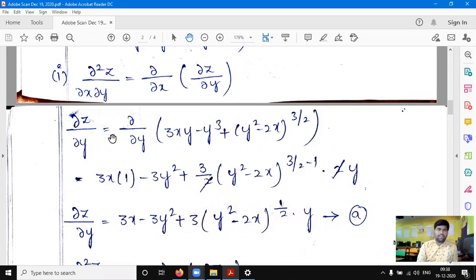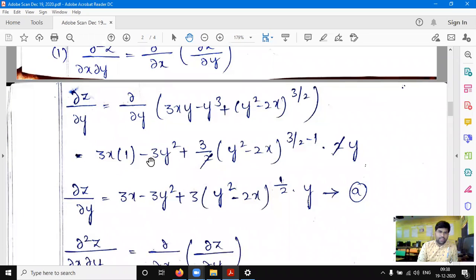∂z/∂y is equal to ∂/∂y of the z value, that is (3xy − y³ + y² − 2x)^(3/2). So we have to partially differentiate this term with respect to y. For 3xy, 3x is constant, so you write 3x at first. Then the derivative of y, ∂y/∂y, is 1.